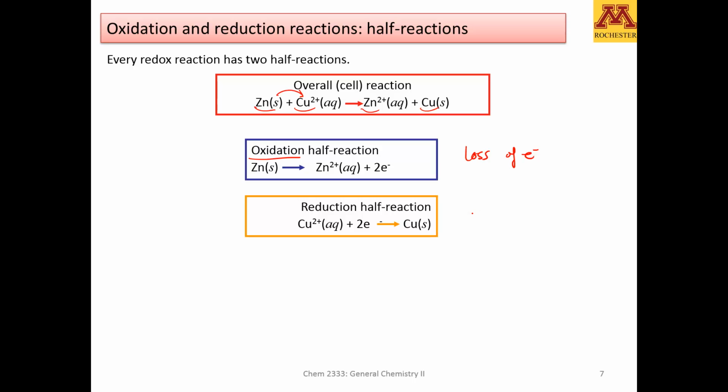And there is another half reaction that is gain of electrons, and that we will call reduction. What's important is that the number of electrons coming out of the oxidation half reaction has to be equal to the number of electrons needed for the reduction half reaction. So let's practice some more.